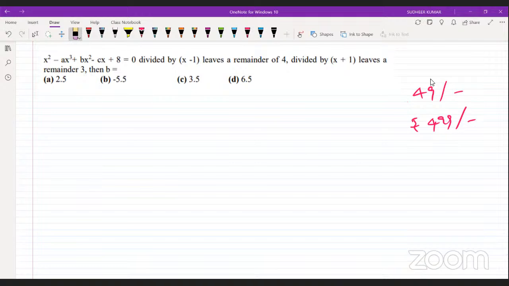Okay, we'll see this. Here it is given p of x, which is x power 4 minus ax cube plus bx square minus cx plus 8. It is divided by x minus 1 and leaves a remainder 4. But when divided by x plus 1, it leaves a remainder 3. Then the value of b is.